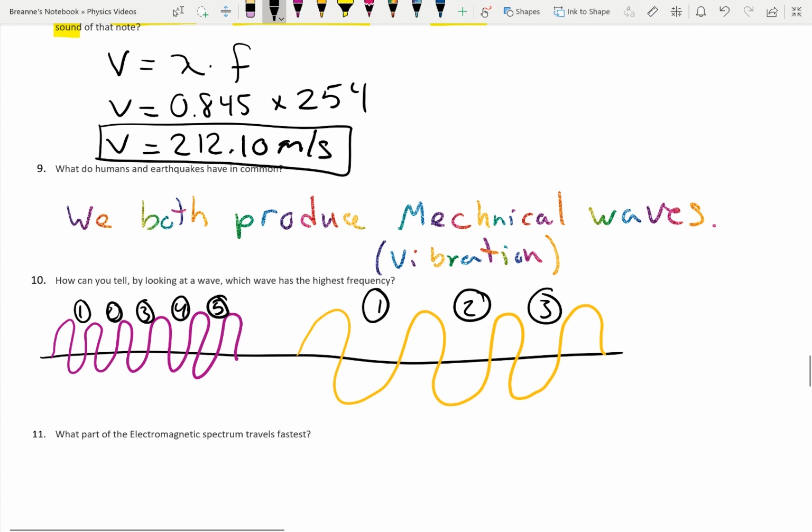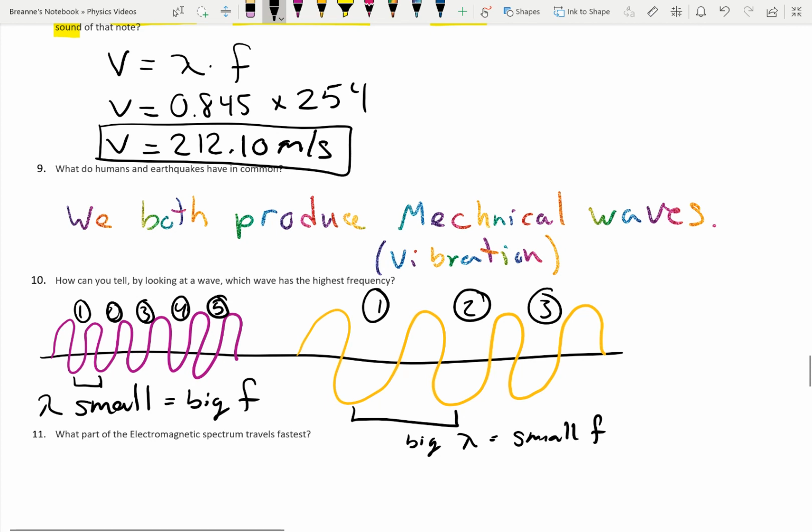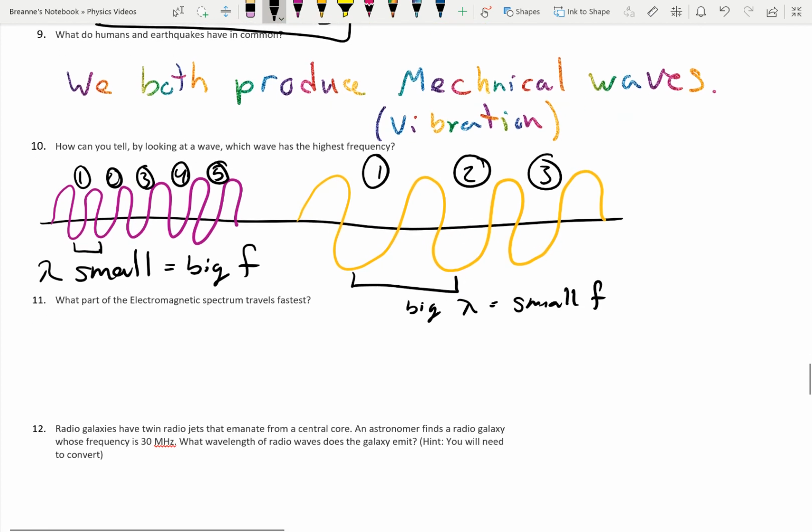And also you can look at the wavelength. This wavelength is small, so small wavelength equals a big frequency. In this case, it is a big wavelength, which equals a small frequency. Remember, that is an inverse relationship.